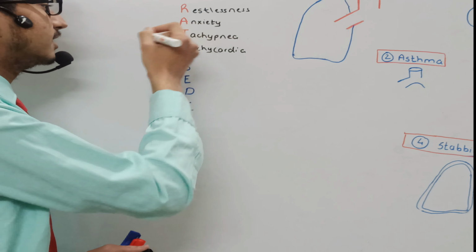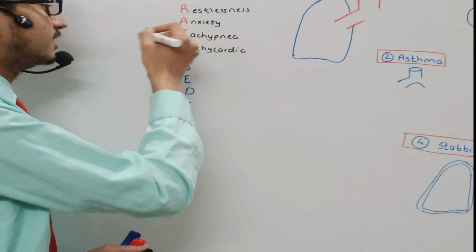Now let us focus on late signs and symptoms of hypoxia. Late signs and symptoms include bradycardia, extreme restlessness, dyspnea, and cyanosis. So the mnemonic for late signs and symptoms of hypoxia is BAD C. Okay, so let's focus on the first variety of hypoxia, that is hypoxemic hypoxia.